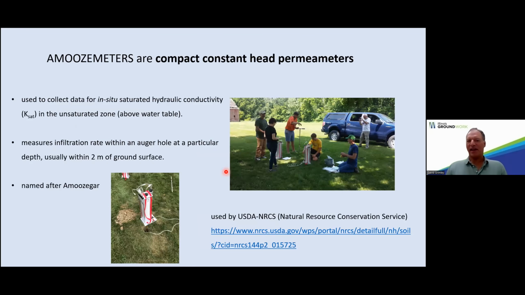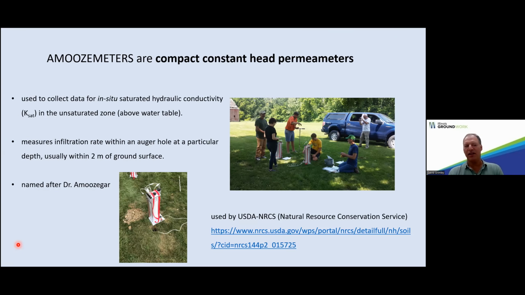Amoozemeters are compact constant head permeameters, which means they can collect data of in situ saturated hydraulic conductivity in the unsaturated zone above the water table. But what we're going to do is add water to saturate it during the experiment to create the constant head or constant water pressure.